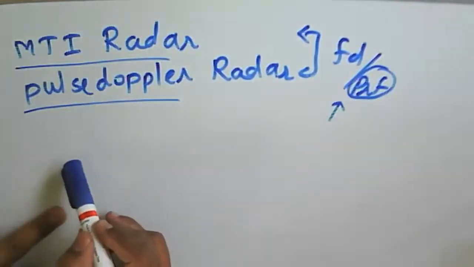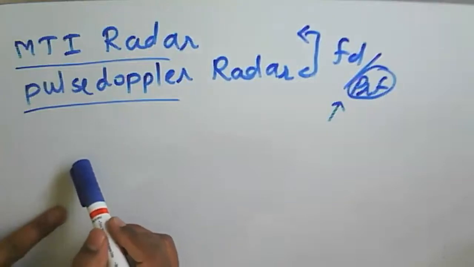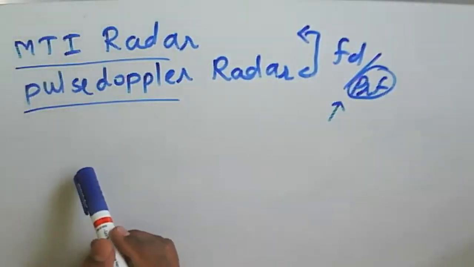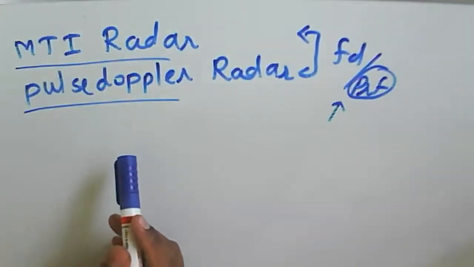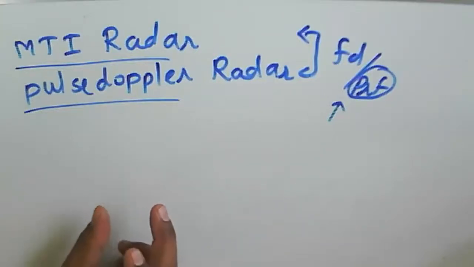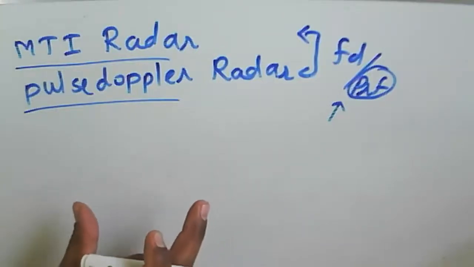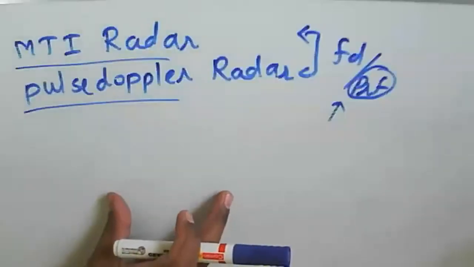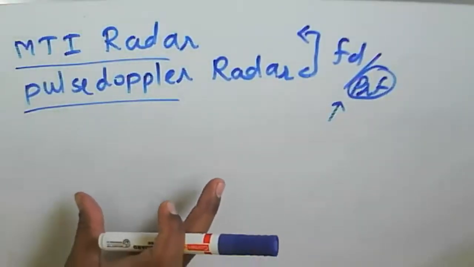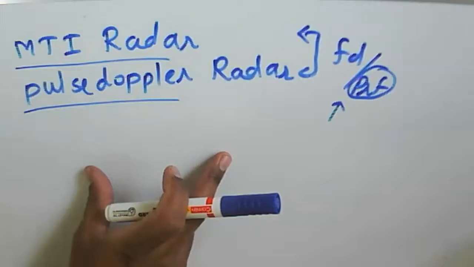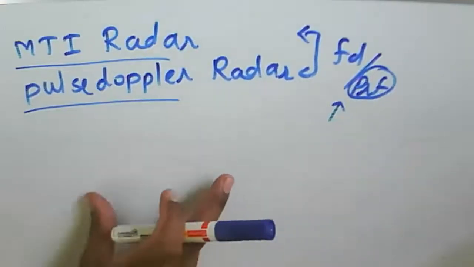But if you consider a pulse Doppler radar, there are various approaches in the pulse Doppler radar. There will be range ambiguities. There is a Doppler ambiguity as well.